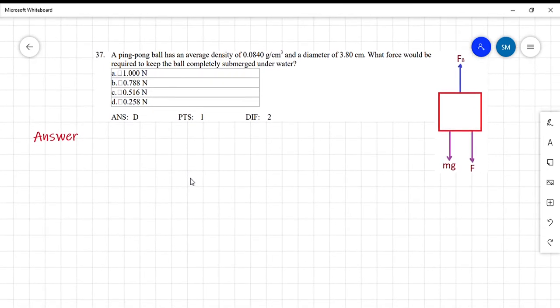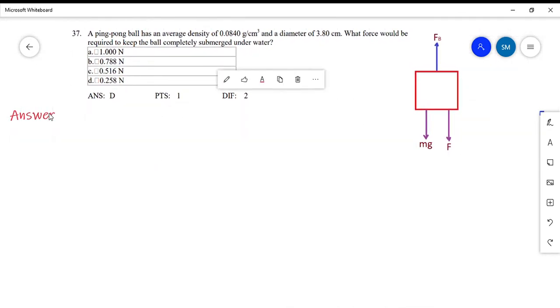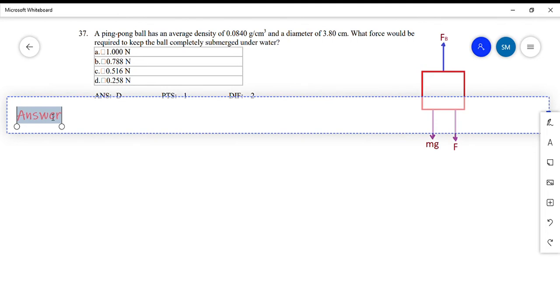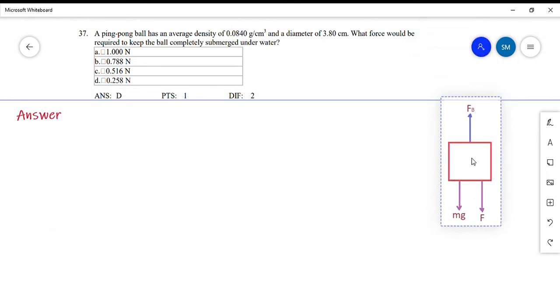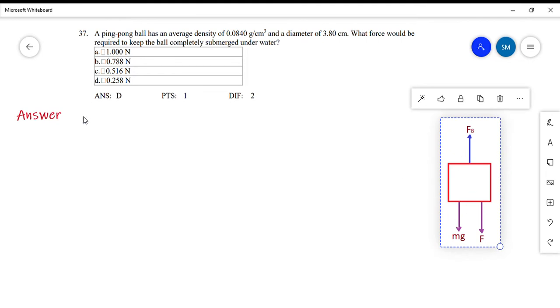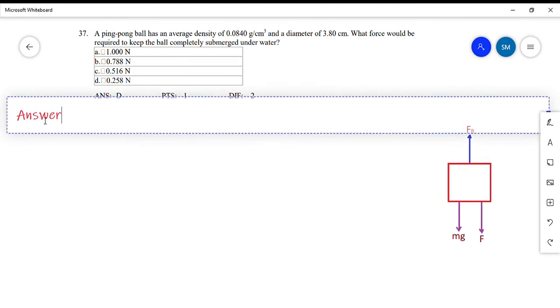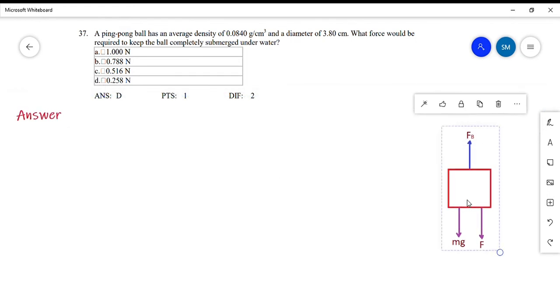Oh, this question, I think this question is hard. A ping pong ball has an average density 0.084 gram per centimeter cube, and the diameter is 3.8. He wants to know the force required to keep the ball submerged in water. Consider this shape, the ball. Consider this is a ball. It is a rectangle, but anyway. This is a free body diagram for the ball.